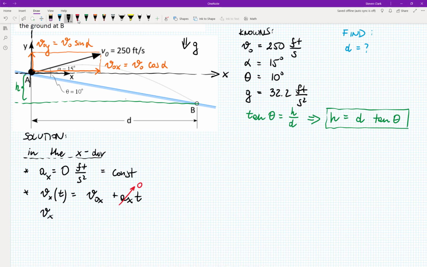So our Vx of t will be v0 cosine alpha, which is constant. This is also a constant expression, which should not be surprising for us, yes, because acceleration was 0. Yeah, so if acceleration is 0, velocity will be constant. We would not accelerate or decelerate.